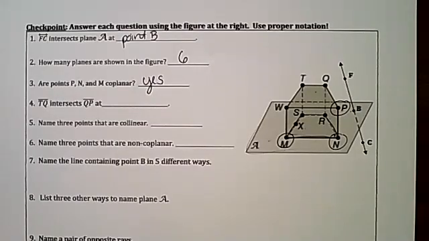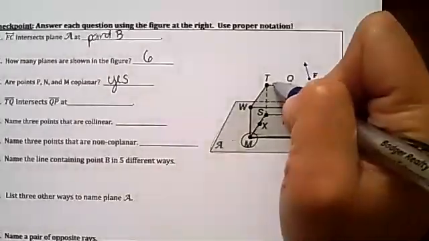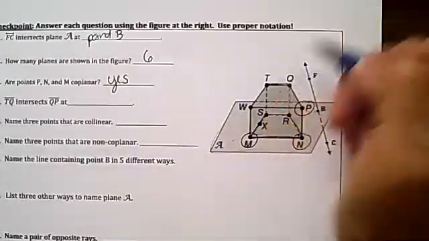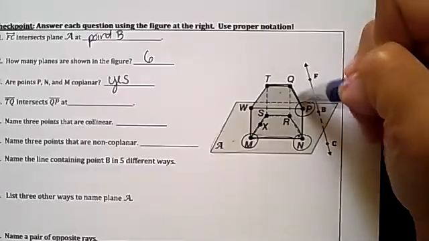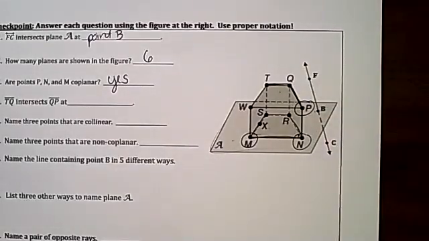Okay, how about this one? TQ intersects QP at where? So TQ is here. QP is here. Where do those two segments touch?